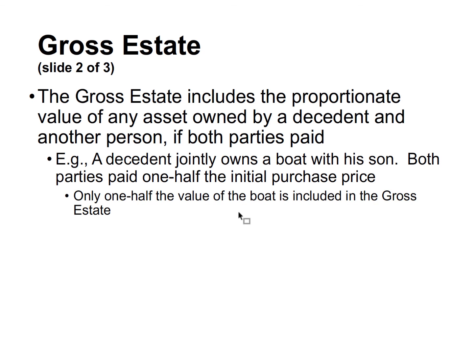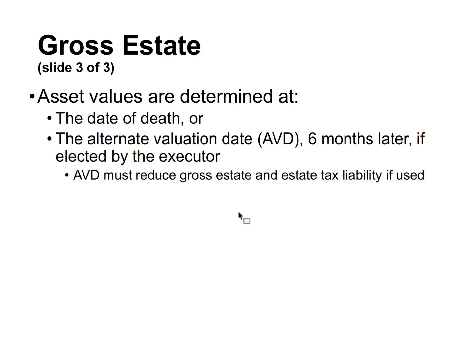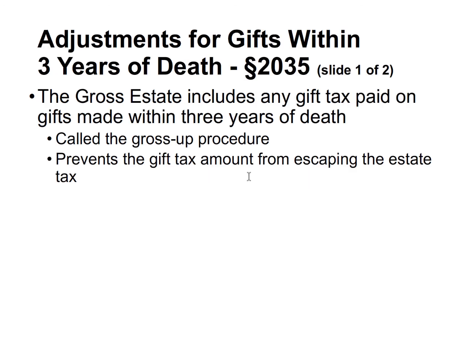So an example is that if a decedent jointly owns a boat with his son, both parties paid 1/2 the initial purchase price, then only 1/2 of the value of the boat is included. So notice it's not 1/2 of the initial purchase price, it's 1/2 of the value upon death of the decedent that goes into the gross estate. Asset values are determined at date of death, or again, the alternative valuation date as we mentioned earlier, which is usually 6 months, or if elected, a different date.